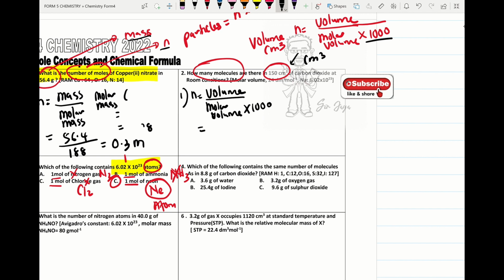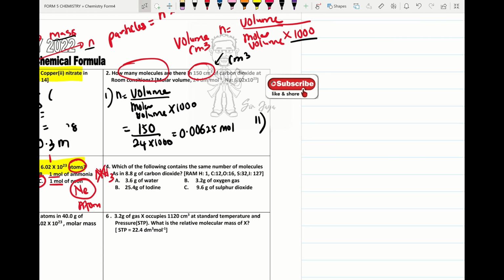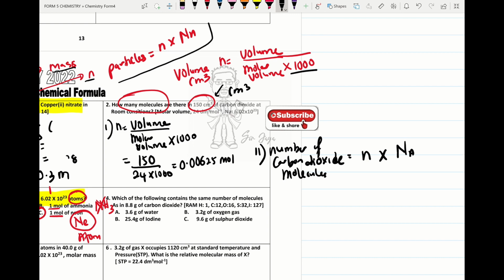All right, so I try to do the answer, 150 divided by 24 times 1000, so the answer will be 0.00625, the unit will be mole. All right, so I'll do the second step here. The second step, they want the number of carbon dioxide molecules, so I put here number of carbon dioxide molecules. So how to find the number of carbon dioxide molecules? We take the number of moles times the Avogadro constant. So we use this formula.